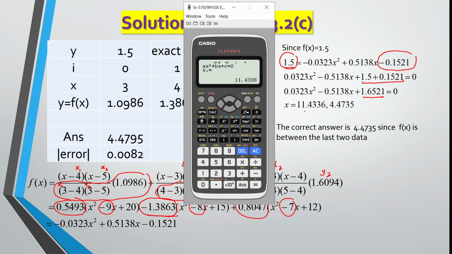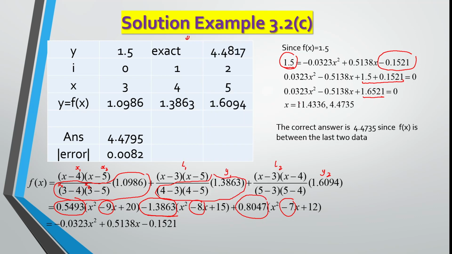So you get the first root 11.4336, second root 4.4735, because you have a quadratic, so it should have 2 roots. And we know that 1.5 is here, 1.5 between 4 and 5. That means if y equals 1.5, the x should be between 4 and 5. Then the correct answer will be 4.4735.